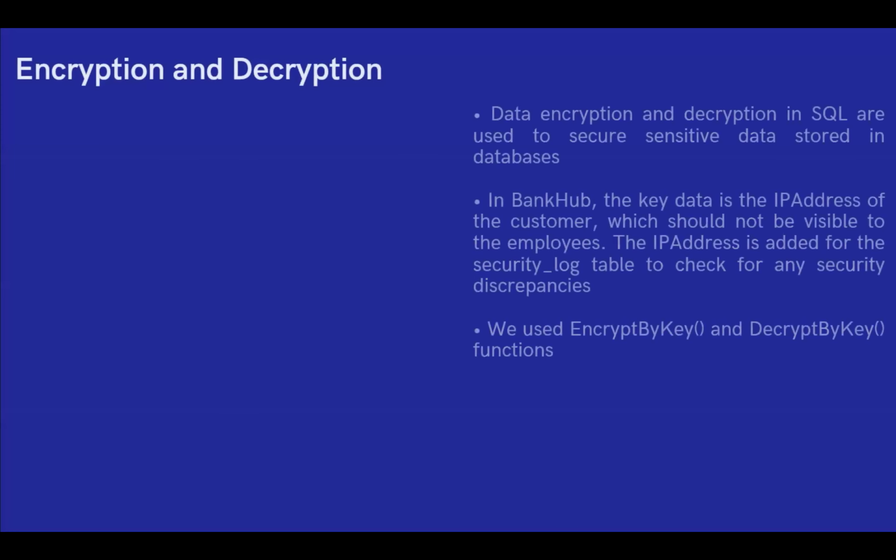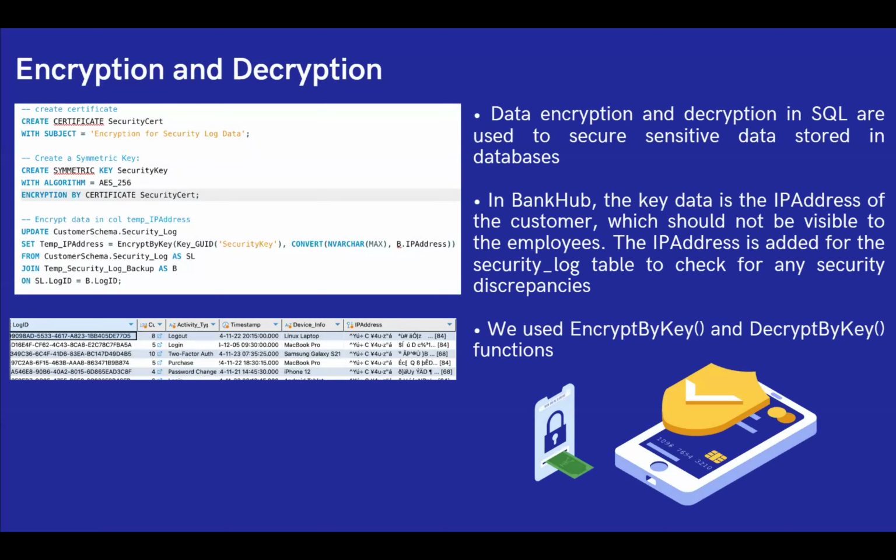Encryption and decryption: we use encryption and decryption to mask data. Here we encrypted the IP address in the security log table. In our project, the security log table is used by banks to monitor suspicious activity such as failed logins, unusual locations, and unauthorized access. By encrypting the IP address, we safeguard customer identity and location details. This ensures that even if the database is breached, the IP address remains unreadable without the decryption key.